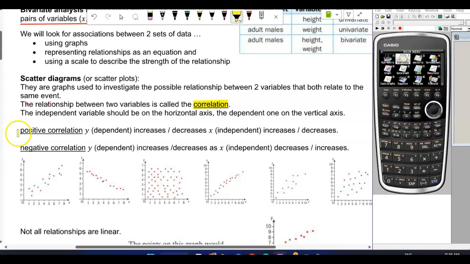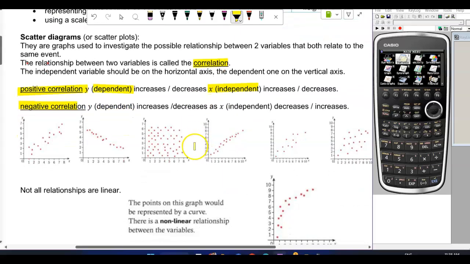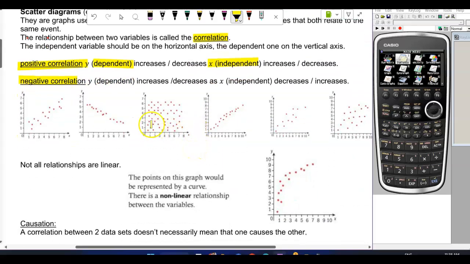Positive correlation: Y increases as X increases, directly proportional. Negative correlation: Y decreases as X increases, inversely proportional. When one increases, the other decreases, and vice versa. Technically we don't call it proportional. This is all stuff we know. You know it very well.